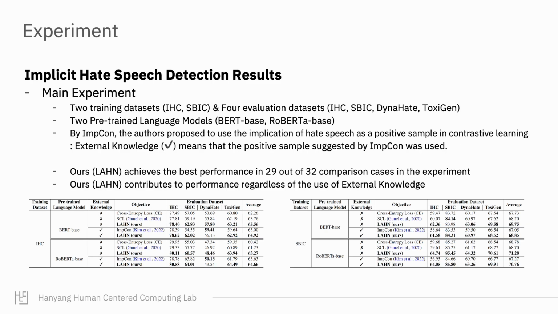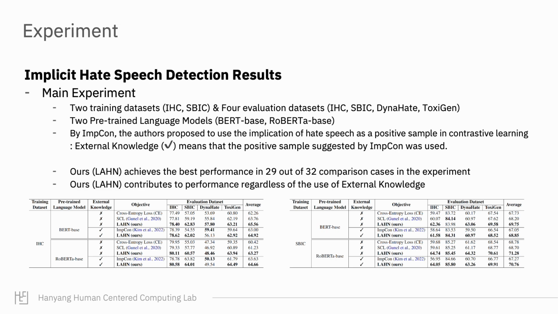So now, let's explore our experiment's results. We used two training datasets and four evaluation datasets, and we used two pre-trained language models. And in the table, the checked external items mean that the positive samples suggested by ImpCon were used. By ImpCon, the authors proposed to use the implication of hate speech as a positive sample in contrastive learning.